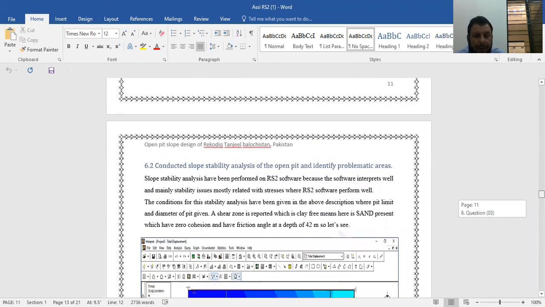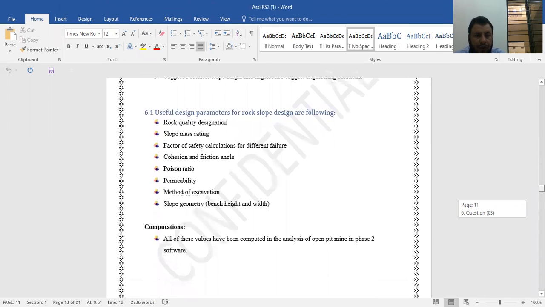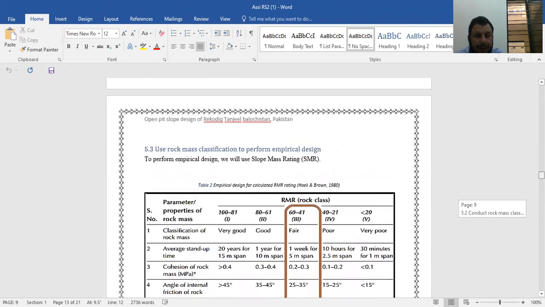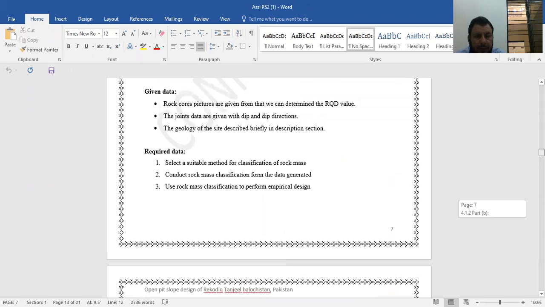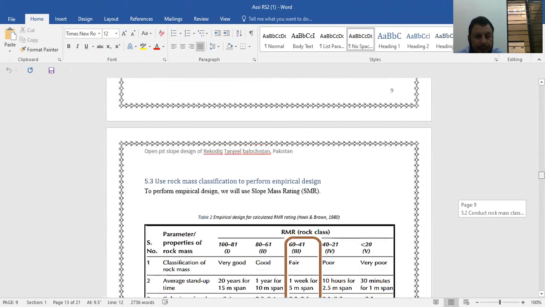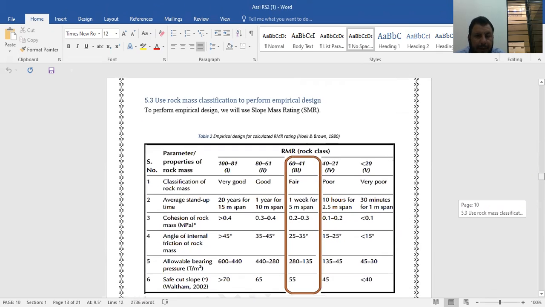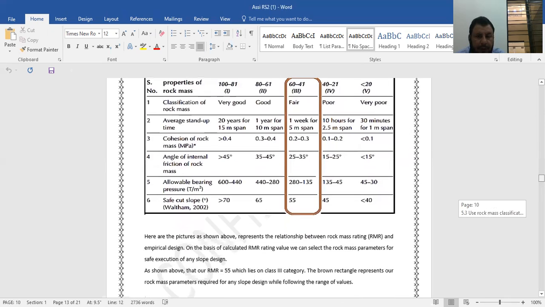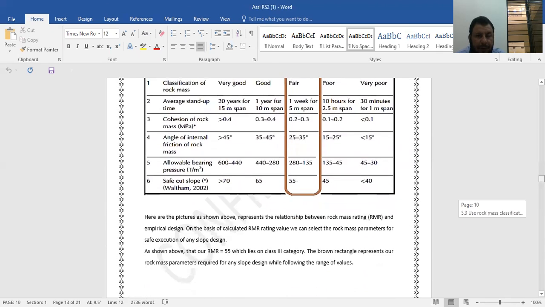These are the open pit slope identified problem areas. These are the useful design parameters for rock slope design. These are the slope engineering data. From all this data, we used rock mass classification to perform empirical design. We have done the empirical design by slope mass rating. Here we are taking the dolomite. Empirical design.